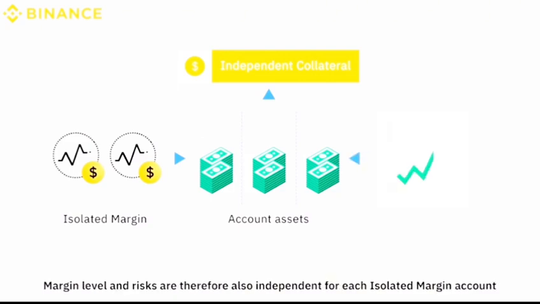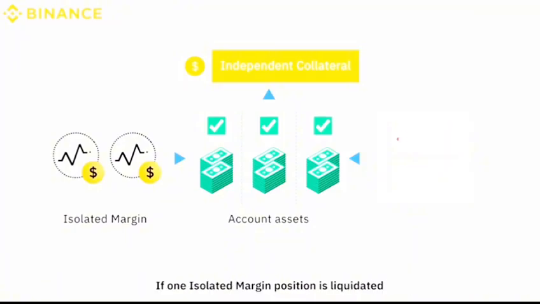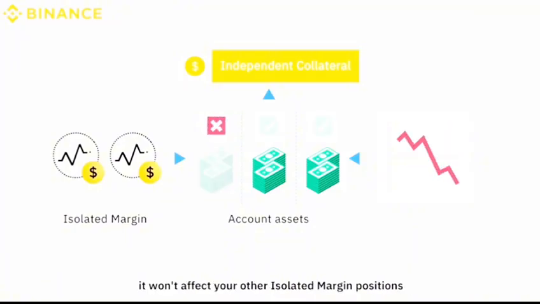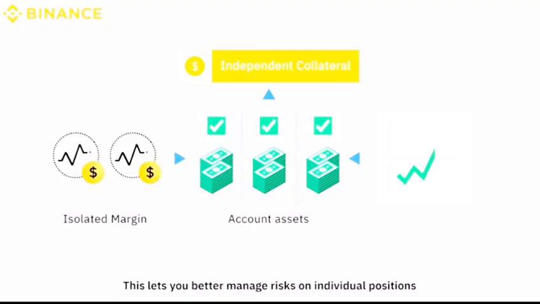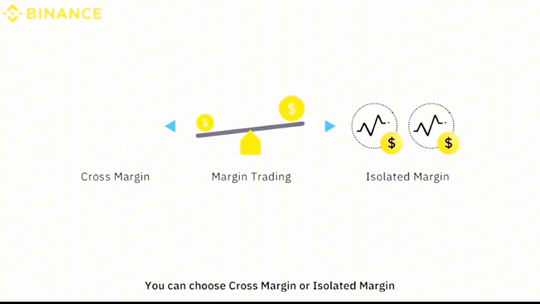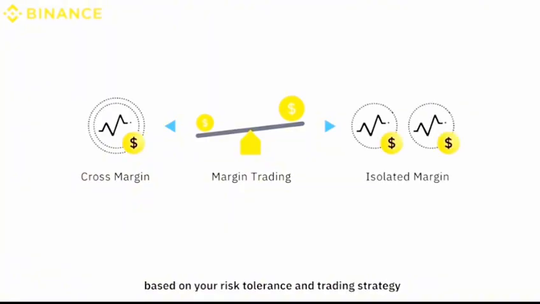Margin level and risks are therefore also independent for each isolated margin account. If one isolated margin position is liquidated, it won't affect your other isolated margin positions. This lets you better manage risks on individual positions. You can choose cross-margin or isolated margin based on your risk tolerance and trading strategy.